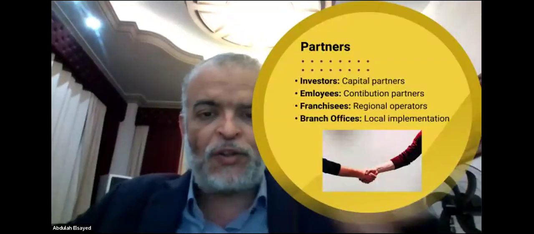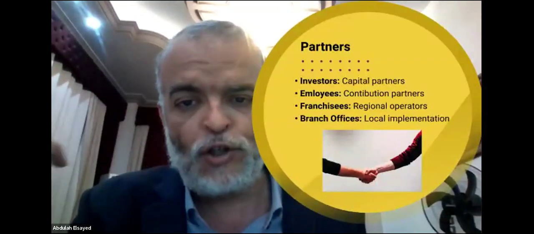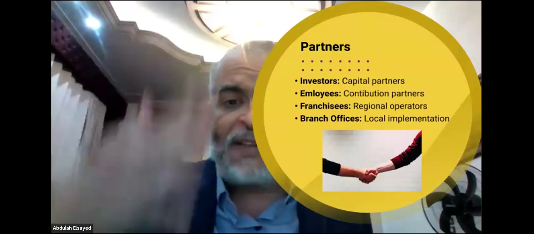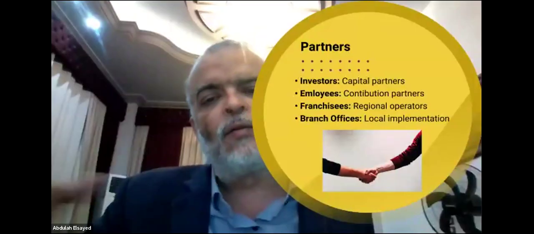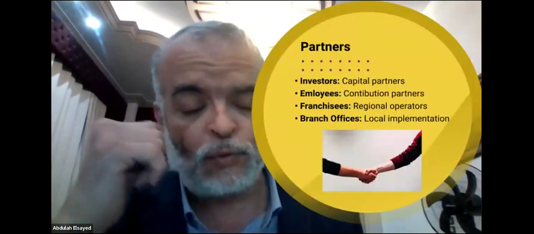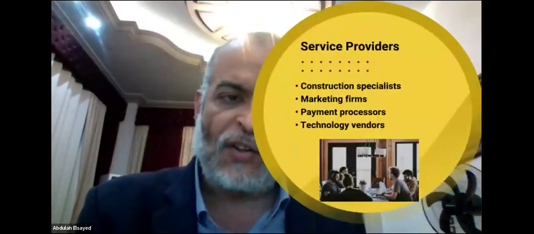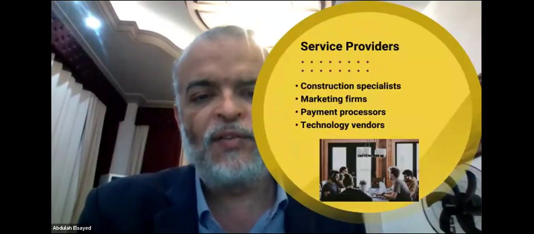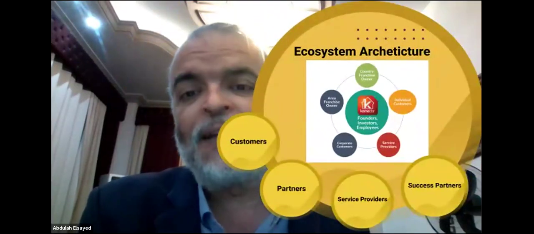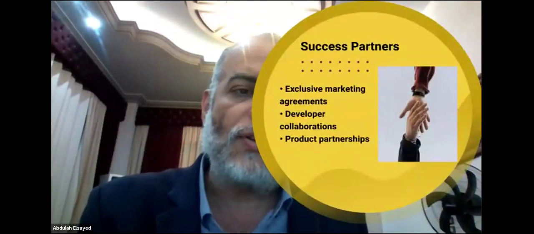So there is a matrix strategy in our managerial system. We have vertical lines as a system, and horizontal lines as geographical areas through our franchise owners in each area. Also, we have service providers, marketing companies, payment processors, banks, who facilitate the transactions, and success partners.